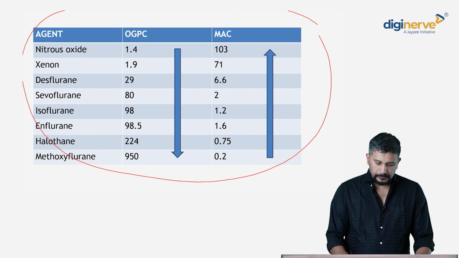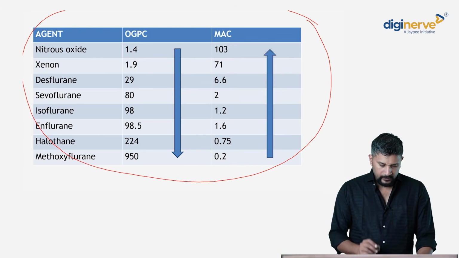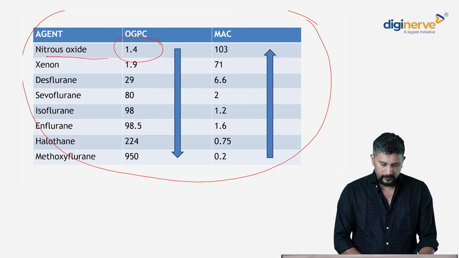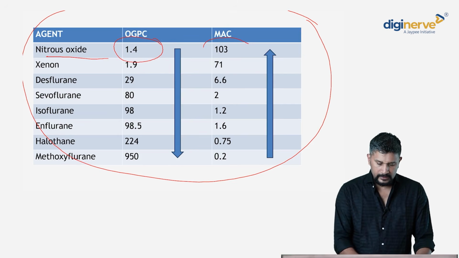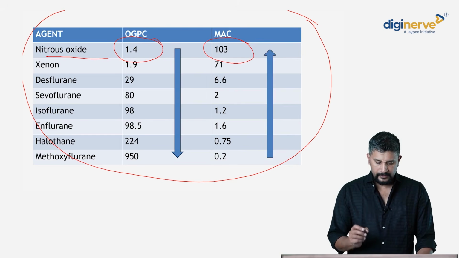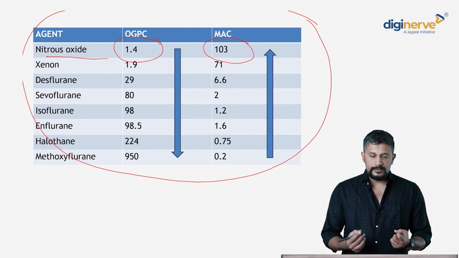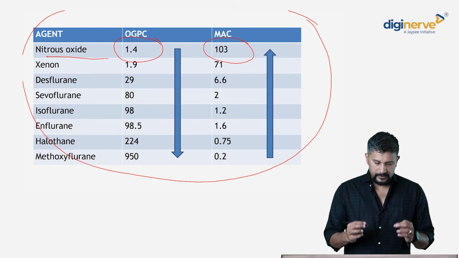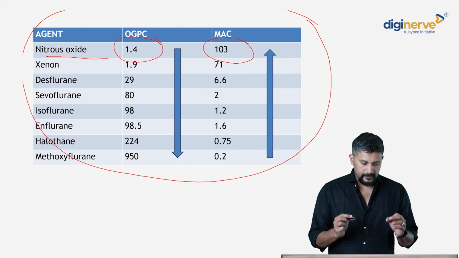We already saw that the oil gas partition coefficient refers to the potency of the agent. So, nitrous oxide has the least oil gas partition coefficient of 1.4, and therefore it is the least potent. Therefore, it has the highest minimum alveolar concentration. Minimum alveolar concentration refers to the concentration which is required to suppress a response to skin incision in 50% of the individuals at atmospheric temperature. Point to be noted is that these individuals have to be unpremedicated.